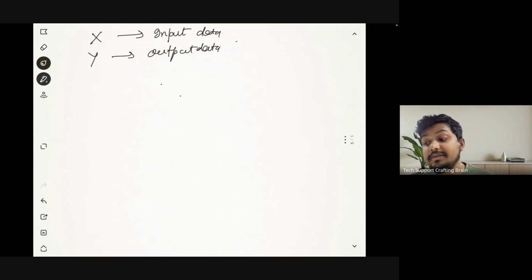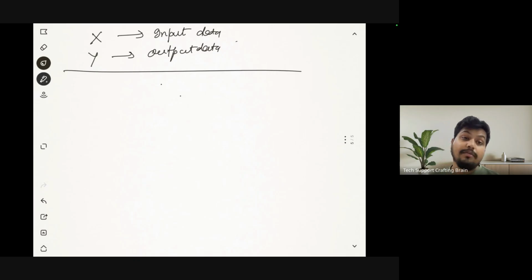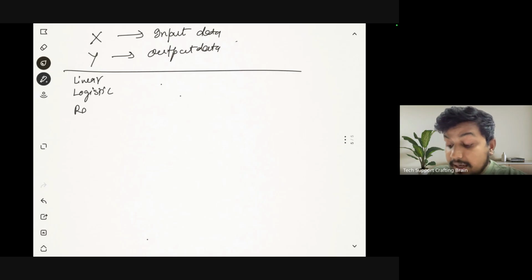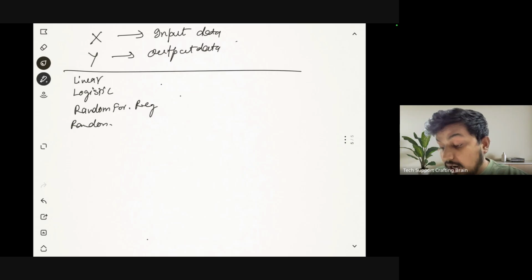Now, guys, in supervised machine learning there are lots of algorithms, and those algorithms are very, very important from an interview perspective. First, we start with one of the famous algorithms, linear regression. Then we have logistic regression, then random forest regression and random forest classifier. We also have decision tree, regressor and classifier.